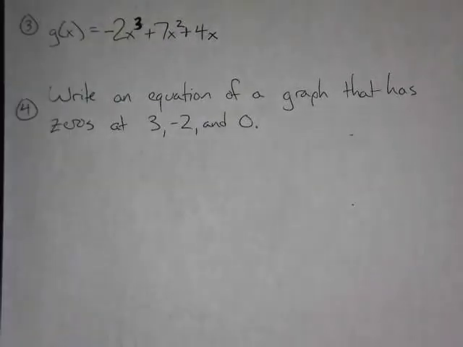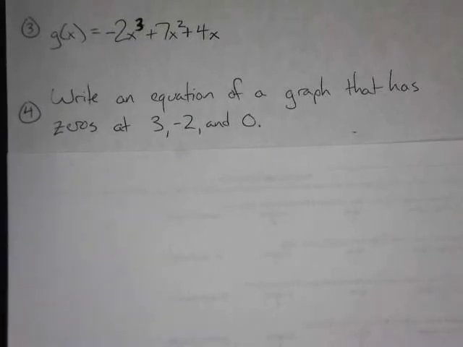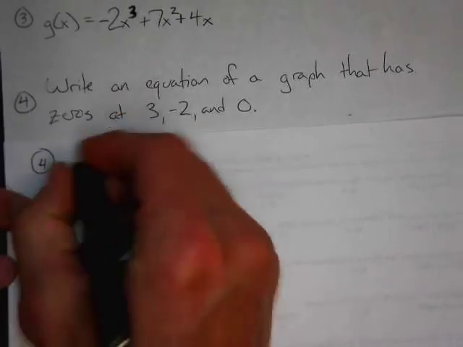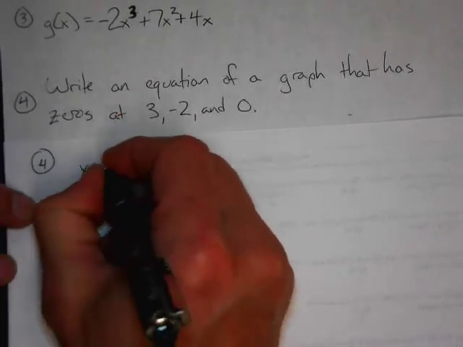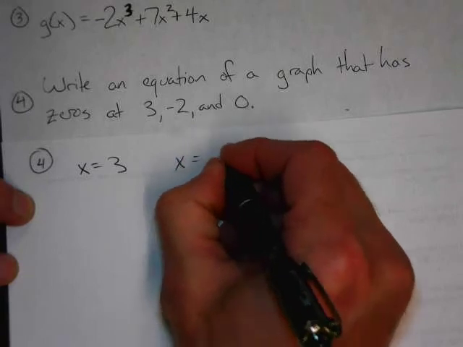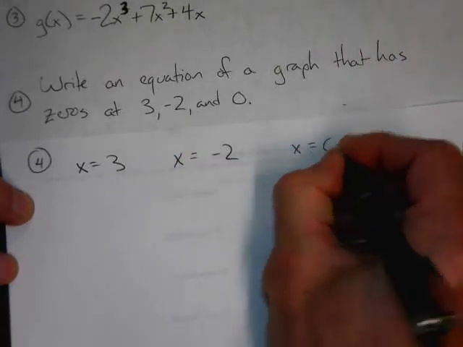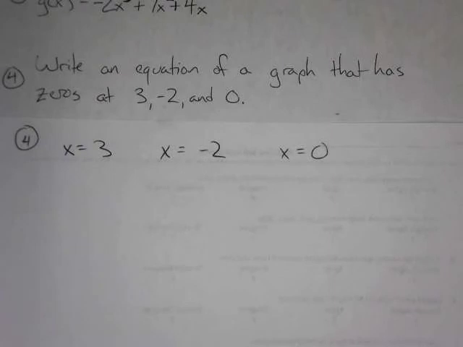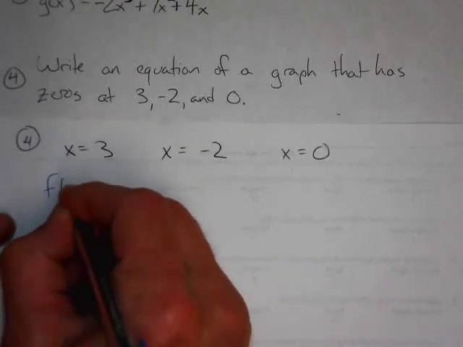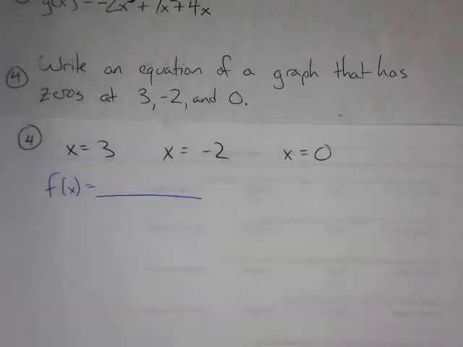I'm going to ask you some neat questions. Write an equation of a graph that has zeros at 3, -2, and 0. Let's see if you know things backward and forward. So for number 4, I'm telling you that x is 3, that x is -2, and that x is 0. What you have to do then is write an equation. Your job is to take this information and then give me the equation. F of x equals blank. That's what you're going to have to do.